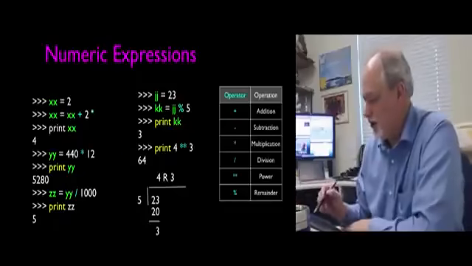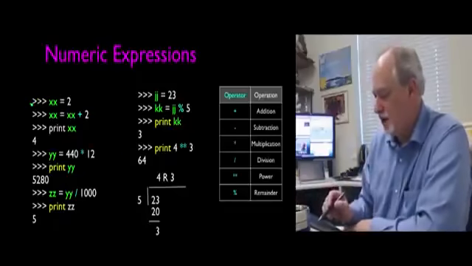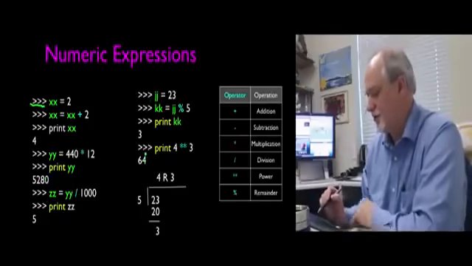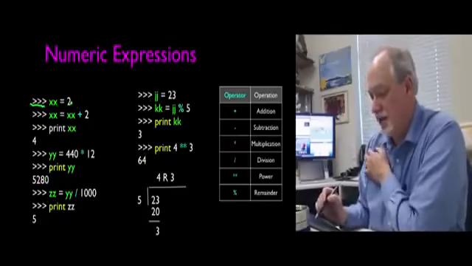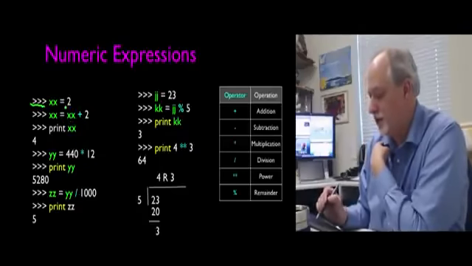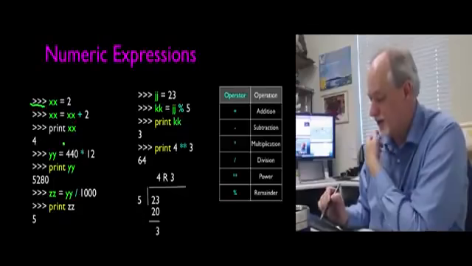So again, I'm using the Python interpreter, and these chevrons are the prompt. Create the variable xx and assign it to 2. Retrieve the old value in an addition, then print it out and put it back into xx, so xx has 4. Yy, this is a multiplication.